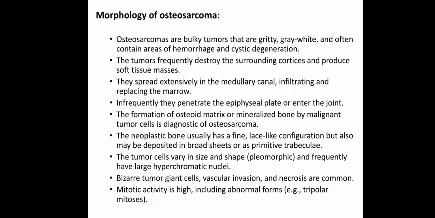The formation of osteoid matrix or mineralized bone by malignant tumor cells is diagnostic of osteosarcoma. The neoplastic bone usually has a fine lace-like configuration but also may be deposited in a broad sheet as primitive trabeculae. Meaning it either makes a lace-like pattern of bone that we see very clearly, or it spreads as sheets of osteoid with primitive, immature trabeculae.